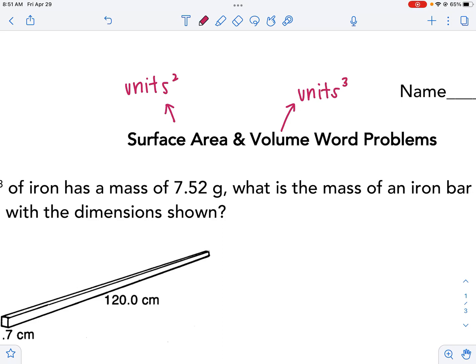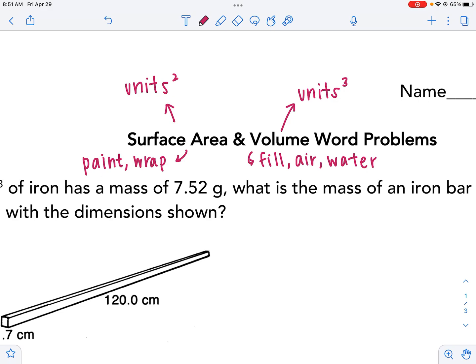Some other clues for volume are the word fill, or air, or water, or the inside. Those are all clues that mean volume. Surface area might say something like paint, wrap, labeling. All of that is surface area.